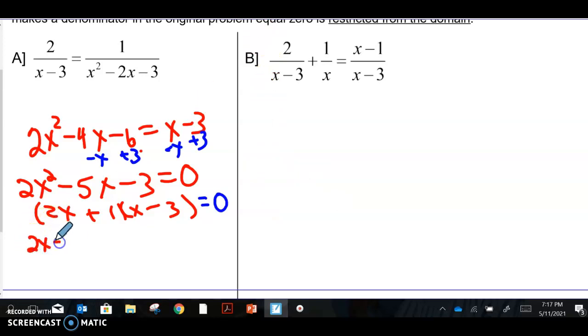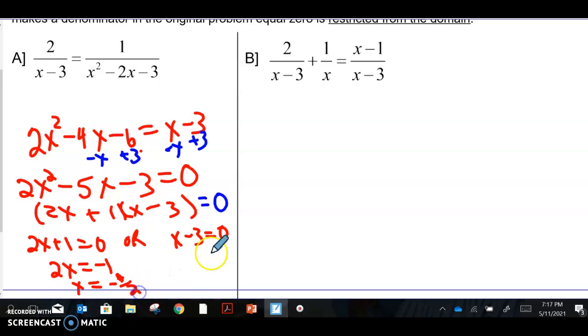So then either 2x plus 1 is 0 or x minus 3 is 0. To solve this, we would subtract 1 and divide by 2. So x is either negative 1/2 or x is 3. But when I check this, as I stick 3 in here, I have 2 over 3 minus 3. That's 2 divided by 0, which is not a real number.